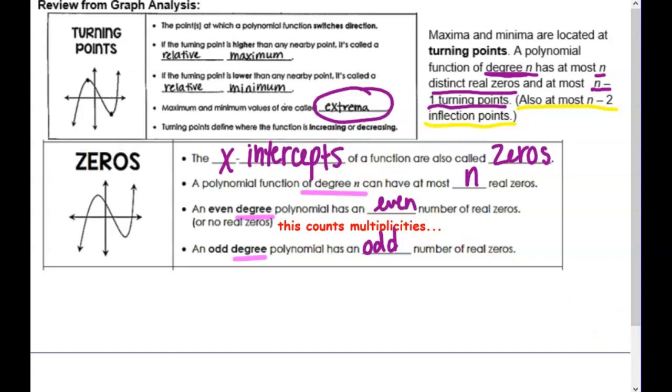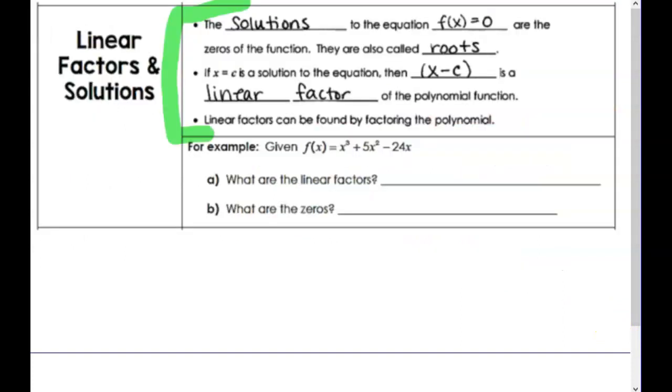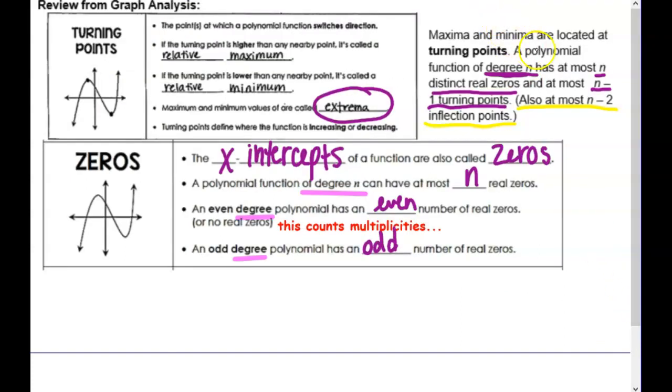Does the next slide have that business, or do we need to talk? I think you need to make sure you got this business over here, okay? Degree n, then n minus 1 is the number of turning points.